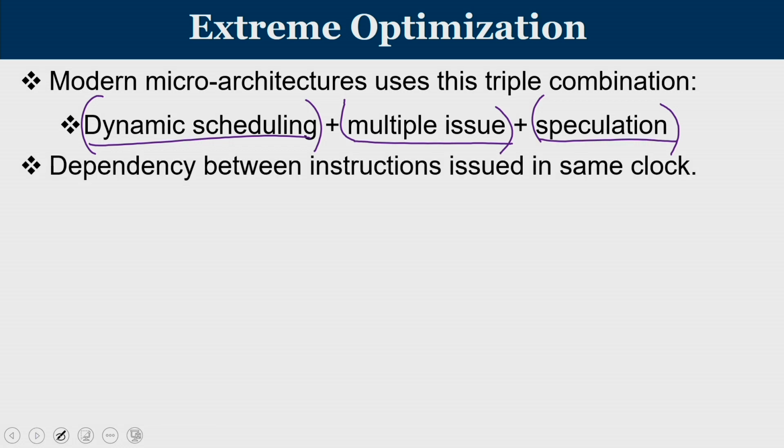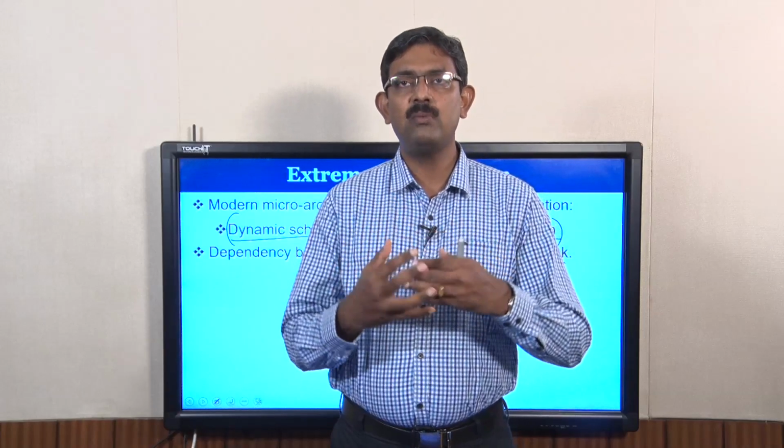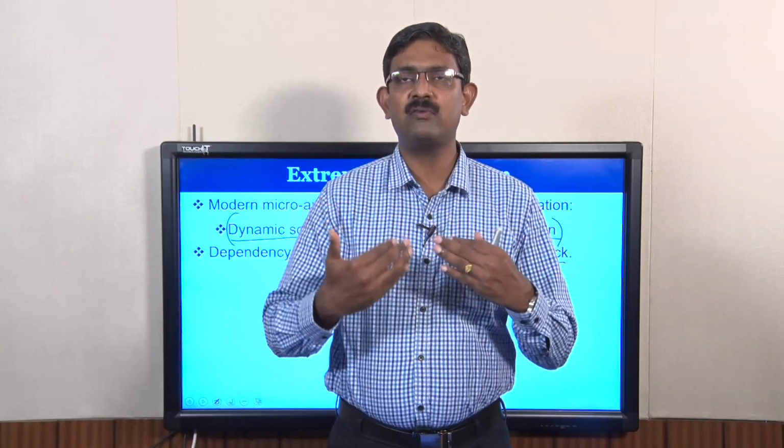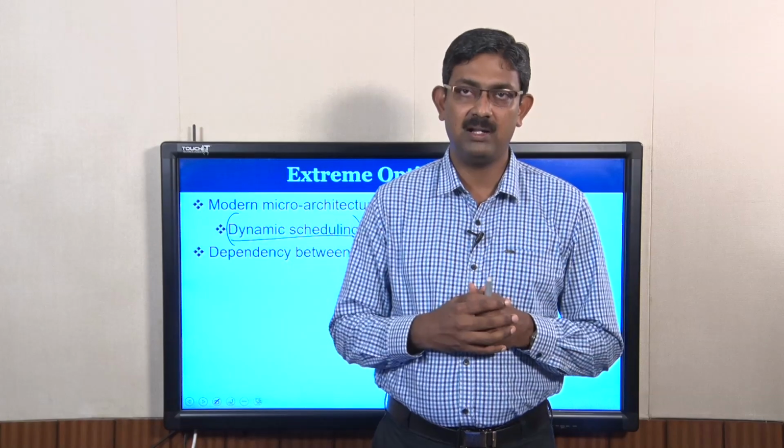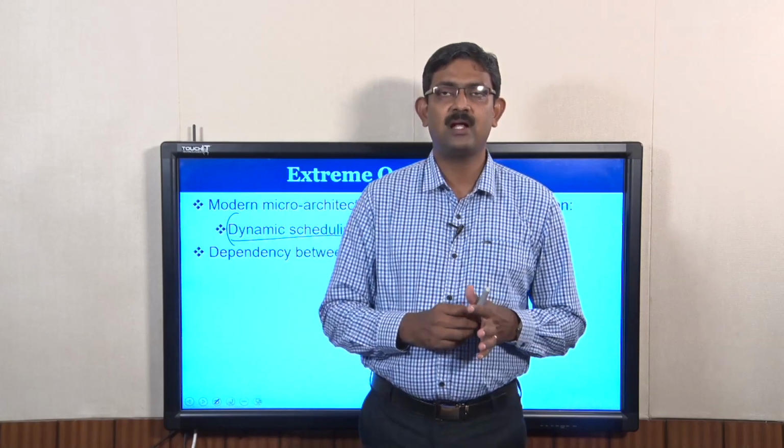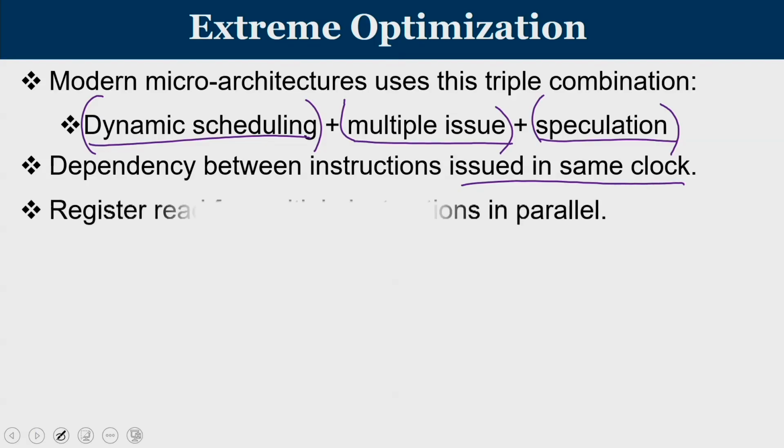So, what are the challenges when you do this extreme optimization? You need to detect dependencies between instructions that are issued in the same clock cycle. You are going to issue multiple instructions together in exactly the same bundle. What about the dependency check between them? If there are instructions that are dependent, they cannot be issued in the same cycle. They should be part of adjacent or different bundles. So, dependency detection is a challenging task, and that has to be addressed.